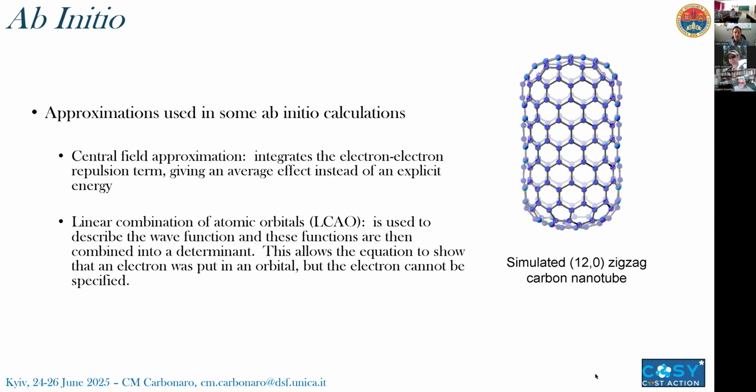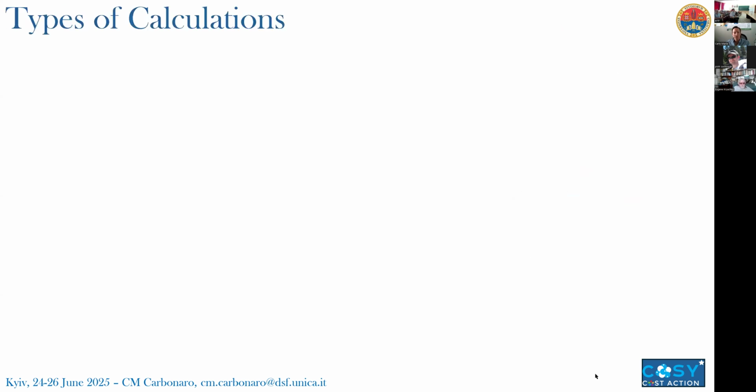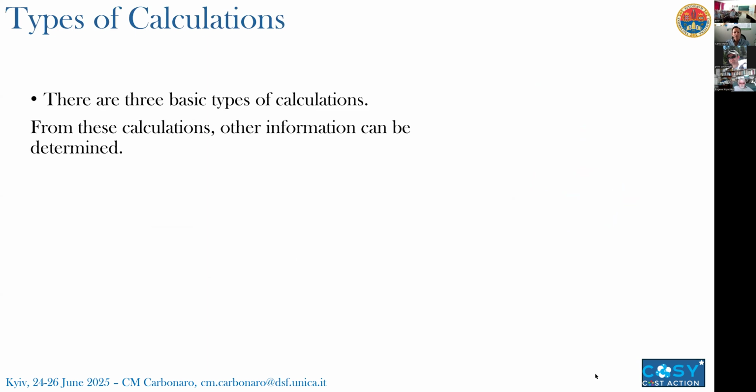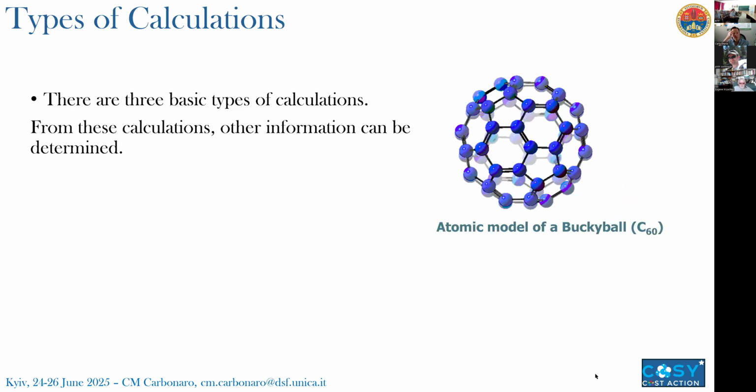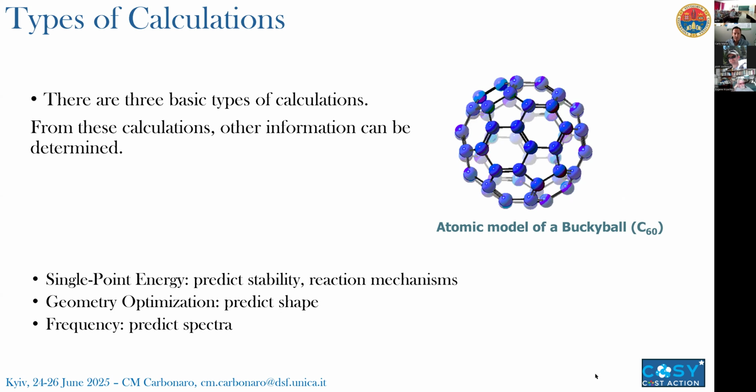We need to use some approximations such as the central field approximation or the LCAO we have seen yesterday, so I skip it. And basically, we distinguish between three basic types of calculation where we can get the information we are looking at. Single point energy calculation, which predicts the stability and the reaction mechanisms. The geometry optimization, which predicts the shape of our system, like in the case of carbon nanodots. Then the frequency calculation, which allows us to predict the spectra, infrared spectra, Raman spectra, or in some cases, the calculation of the absorption and the emission of our molecules.